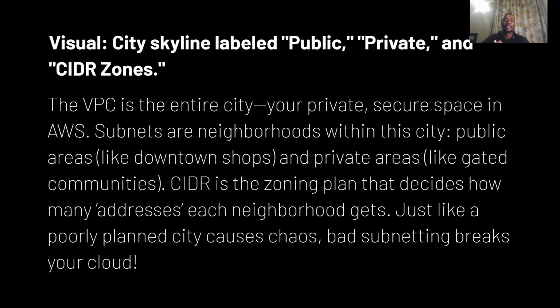So we can see that our VPC is the entire city. We can look at it as our private and secure space in the AWS region. What we do now is try to allocate postal addresses to our neighborhoods in a way. That is where CIDR comes in.